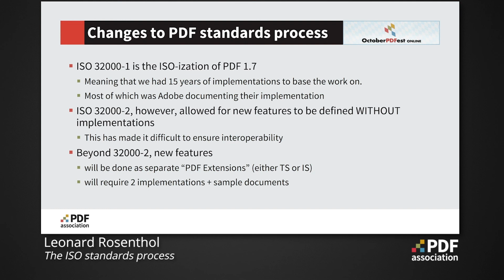So as most, if not all of you know, ISO 32000 Part 1 was the ISOization, if you will, of Adobe PDF 1.7. And one of the advantages of that was that there were 15 years of implementations that work was based on. And admittedly, most of that was Adobe documenting their own implementation. But the point is, there were implementations. So for every feature that is listed in ISO 32000 Part 1, there was at least one implementation on which to guarantee that that feature actually worked as documented in 32000 Part 1.